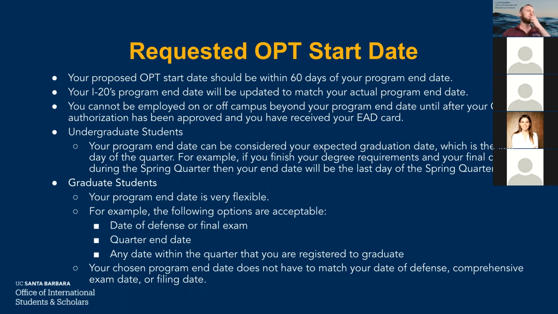Undergraduate students, your program end date can be considered your expected graduation date, which is the last day of the quarter. If you finish your degree requirements and your final courses during the spring quarter, like I mentioned, your end date will be the last day of the spring quarter. Graduate students, I don't know if we have many graduate students in this presentation, but your program end date is very flexible. The following options are acceptable: date of defense or final exam, quarter end date, or any date within the quarter that you are registered to graduate. Your chosen program end date does not have to match your date of defense, comprehensive exam date, or filing date.